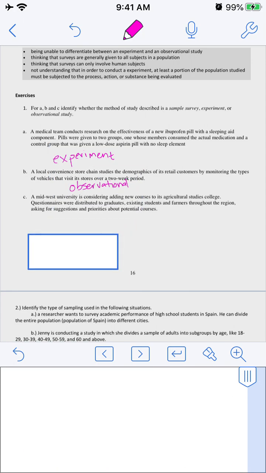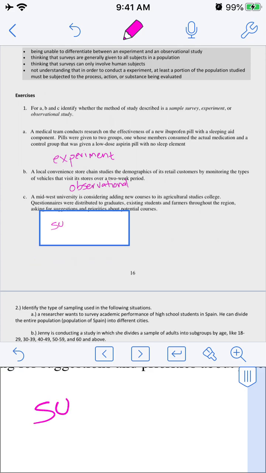All right, last one. A Midwest university is considering adding a new course to its agricultural studies college. Questionnaires are distributed to graduates, exiting students, and farmers throughout the region, asking for suggestions and priority of potential courses. Questionnaires, asking about what you want to see, very much a survey. Or sample survey. You'll often see it use a sample survey.